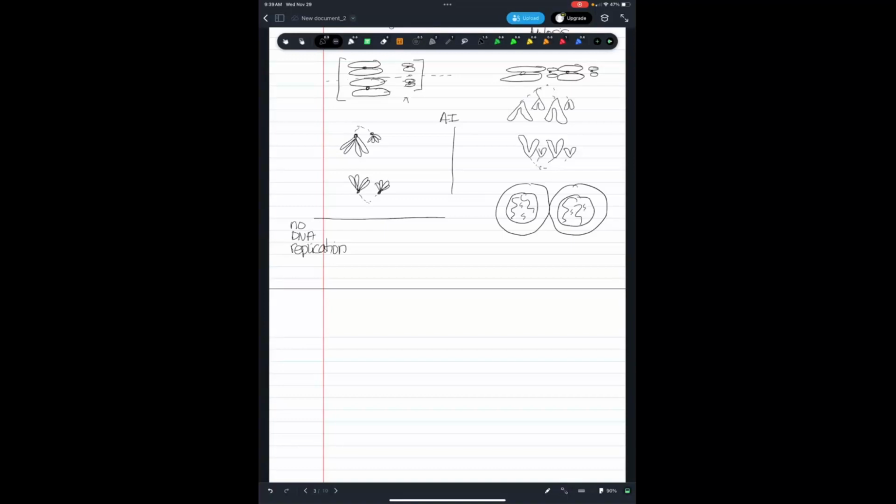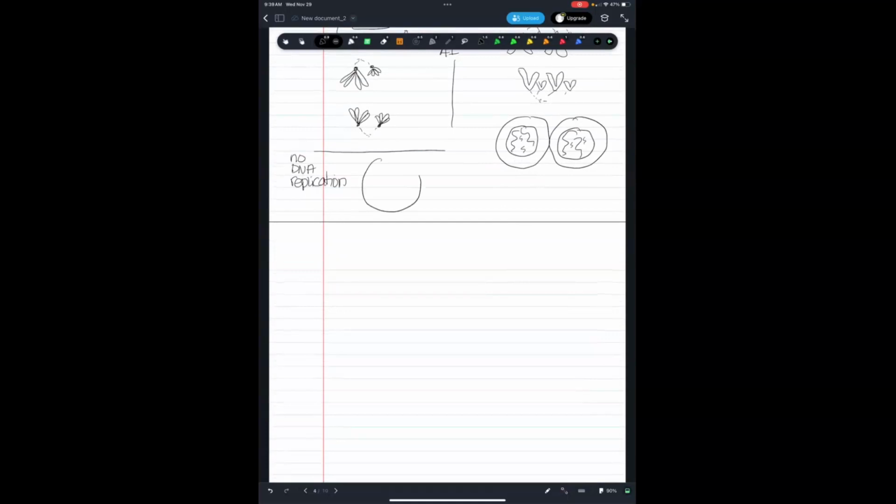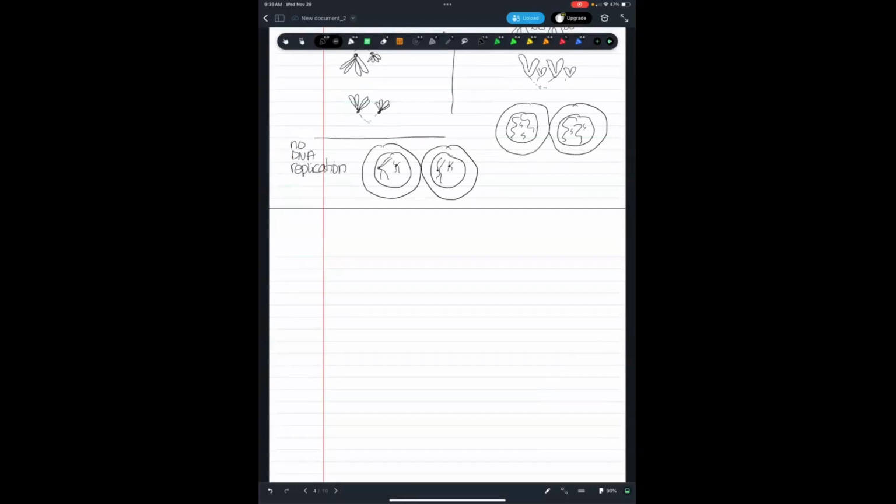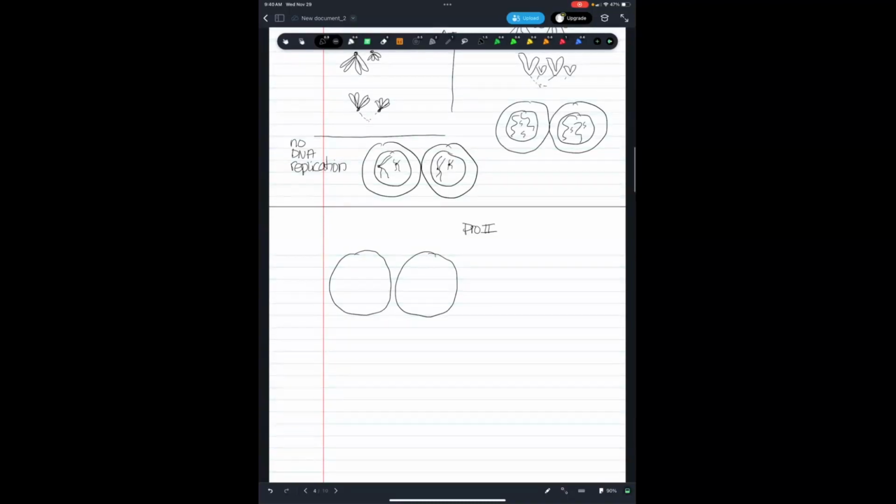So in prophase 1, I'm sorry I didn't draw your two cells here. Now we go to prophase 2, and we have our two cells from the first division, and the DNA condenses, the nuclear membrane disintegrates, all that other normal good stuff. So we have one of our homologous chromosomes.